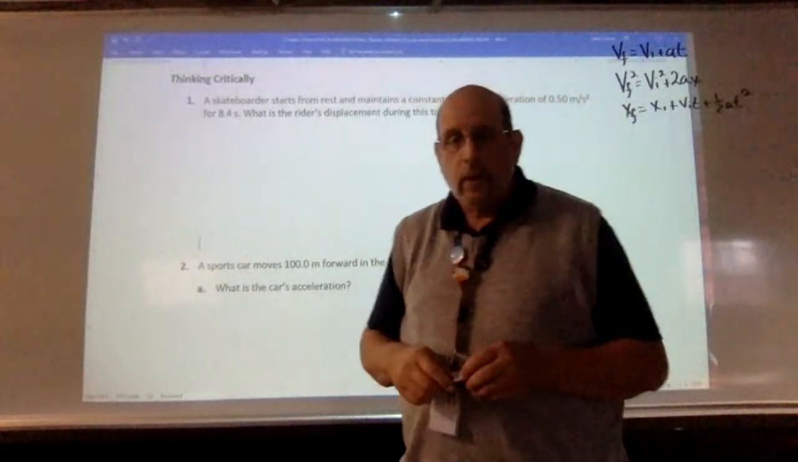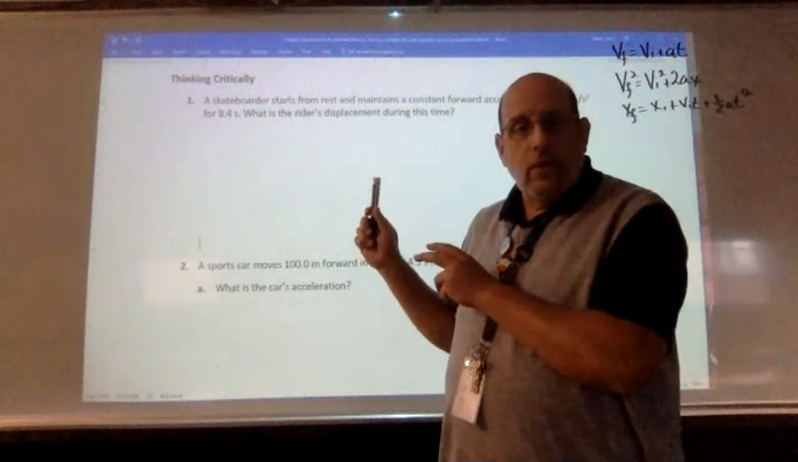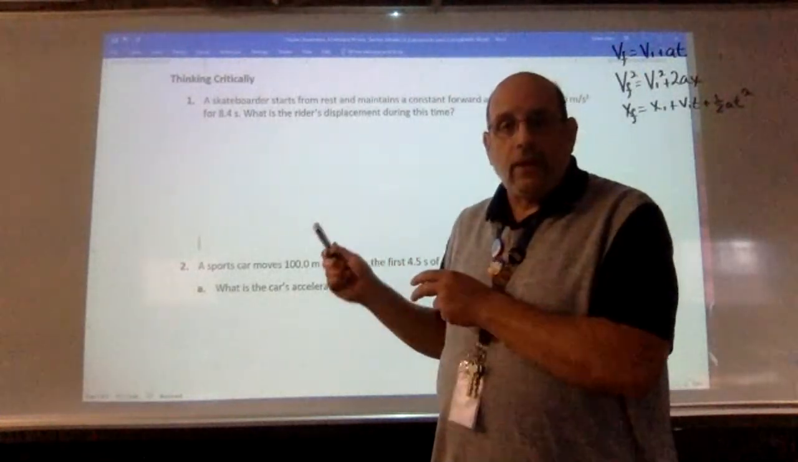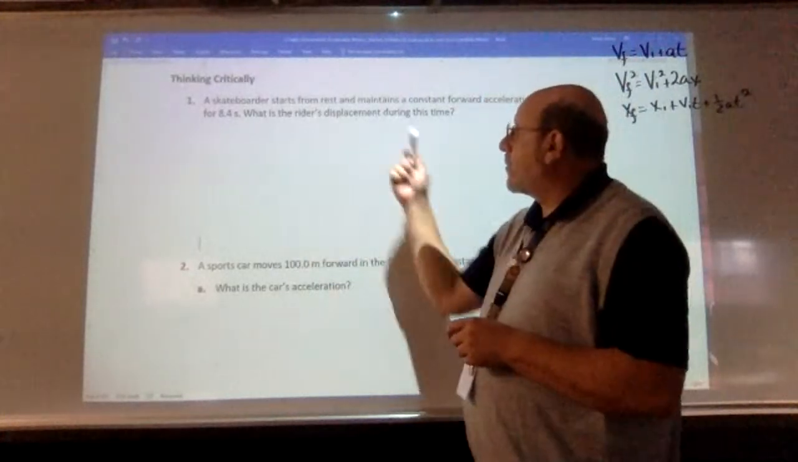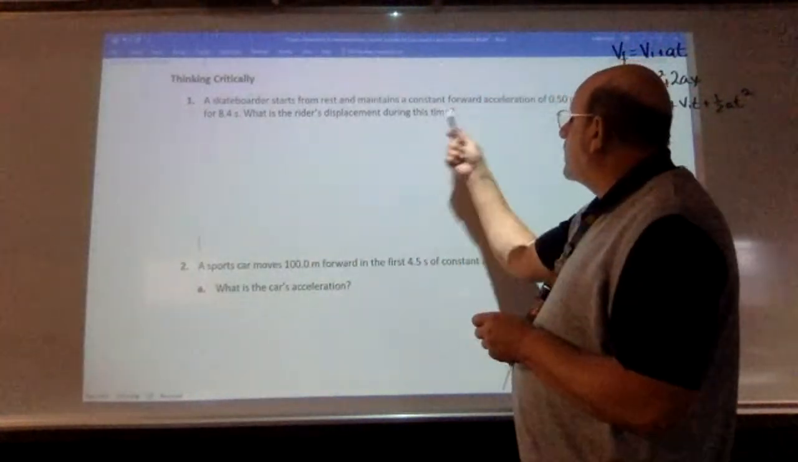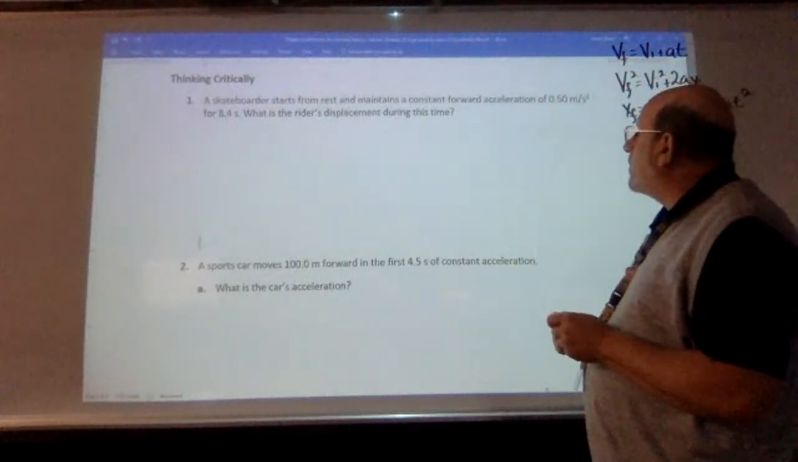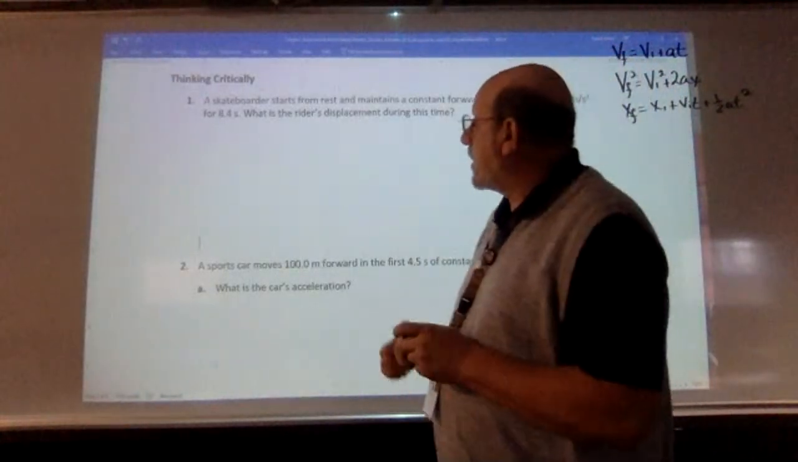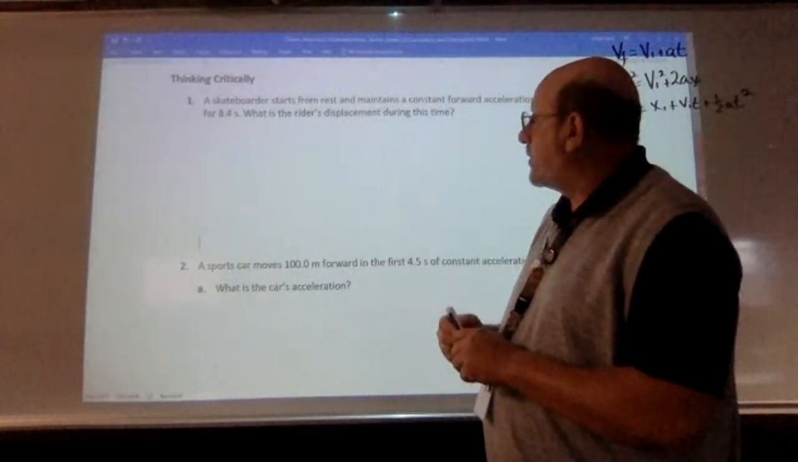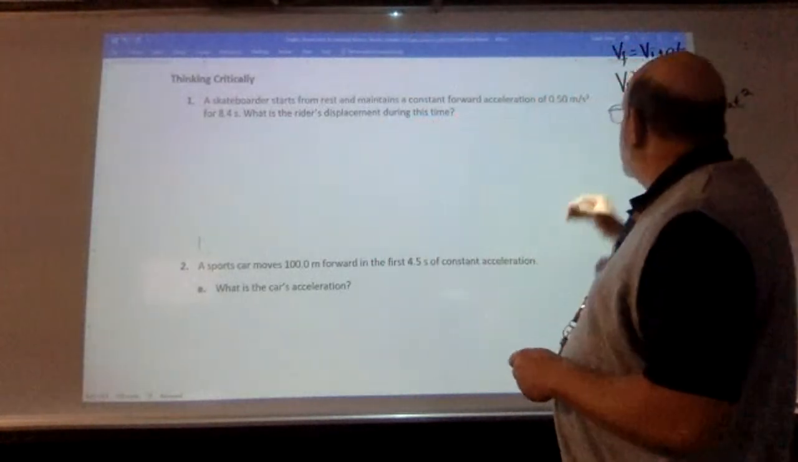Okay, here we go. This is me going through the problems that we went through in class. So let me read it again. A skateboarder starts from rest, maintains a constant forward acceleration of 0.5 meters a second squared for 8.4 seconds. What's the rider's displacement during this time? So we're looking for some sort of distance.